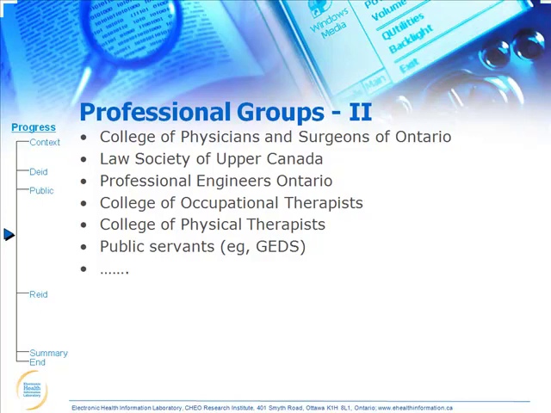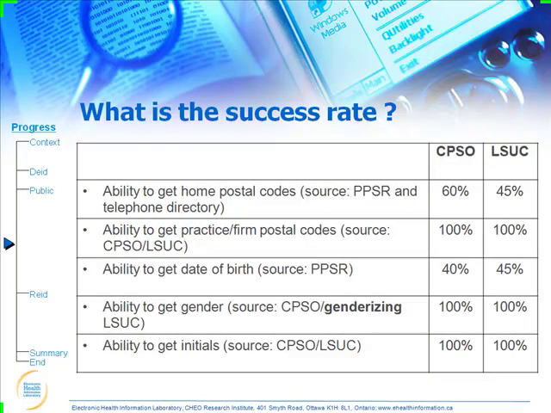We selected a sample from the CPSO and a sample from the Law Society of Upper Canada. But other organizations do this: professional engineers, occupational therapists, physical therapists, and public servants as well through GEDS. For the CPSO and the lawyers, the ability to get home address was 60% for the CPSO. We took a 1% sample of about 250 or so individuals from the CPSO. With 60% ability to get home postal codes, or actually full addresses, for physicians, and about 45% for lawyers. Work address was easy. Date of birth, 40%, 45%.